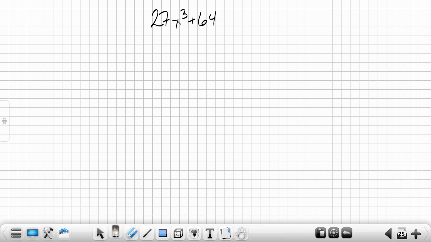3x cubed. Is 3x times 3x times 3x 27x cubed? Yes. Is 64 something cubed, Destiny? 4 cubed. Nope, just 4. There's no x on the 64. So 4 cubed. 4 times 4 times 4 is 64. So 27x cubed plus 64 is something cubed plus something cubed. So looking back at the formulas, 3x is my a, and 4 is my b.